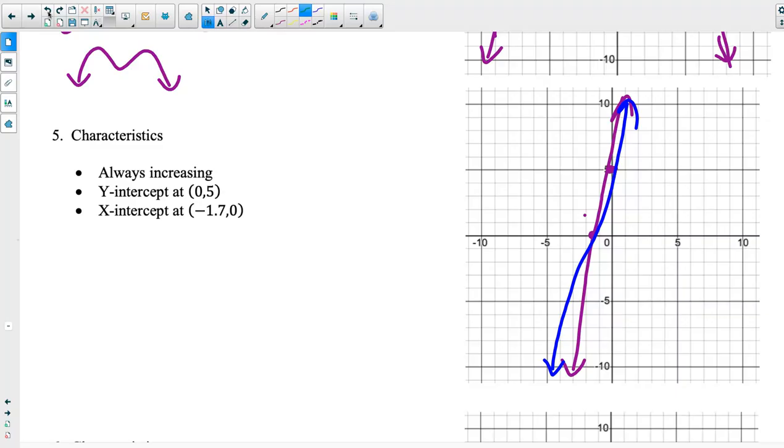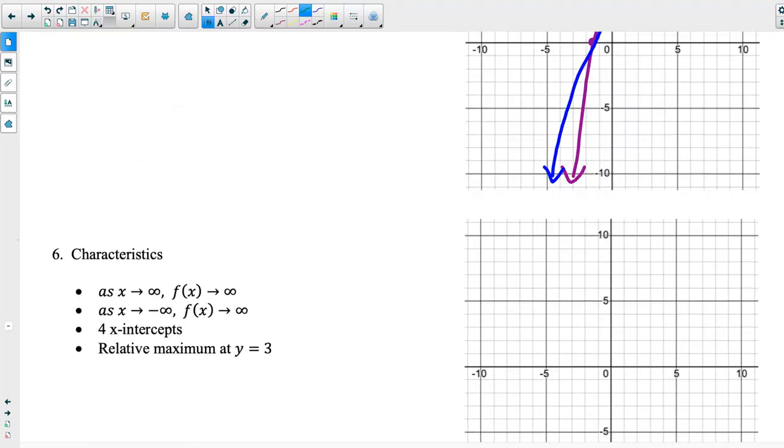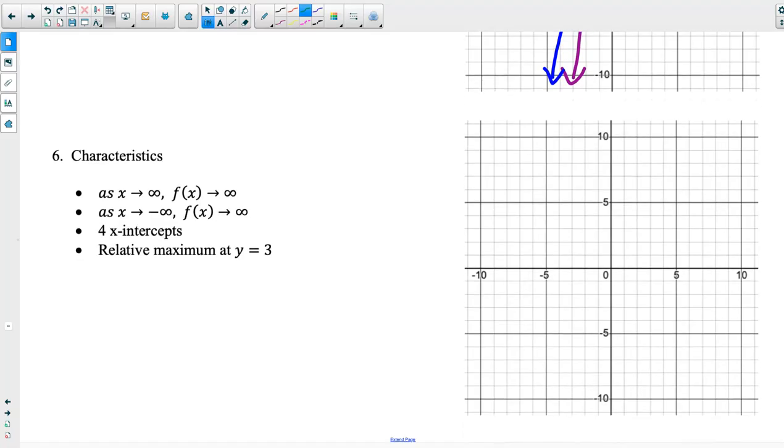Last one then. On this page, what does this mean? As x goes to infinity, is that left or right? It's to the right. F of x is going where? Up or down? Up. So as I go to the left, this is up. So that's my end behavior.